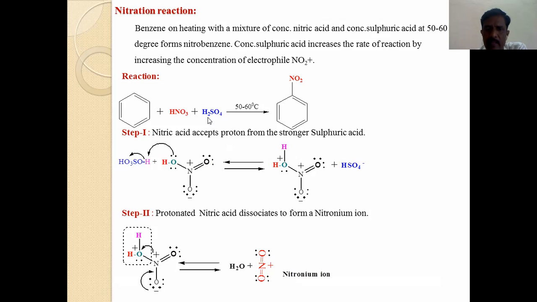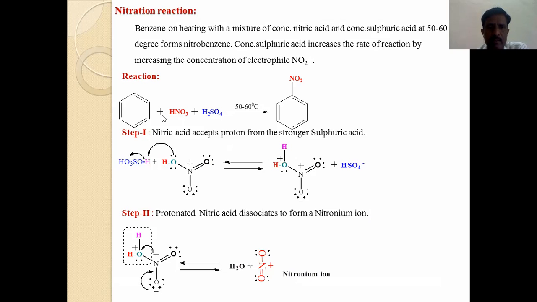The sulfuric acid acts here to increase the rate of reaction by increasing the concentration of nitronium ion, which is generated from this nitric acid. And that's why we are using sulfuric acid. Friends, just see the common reaction I have represented here.